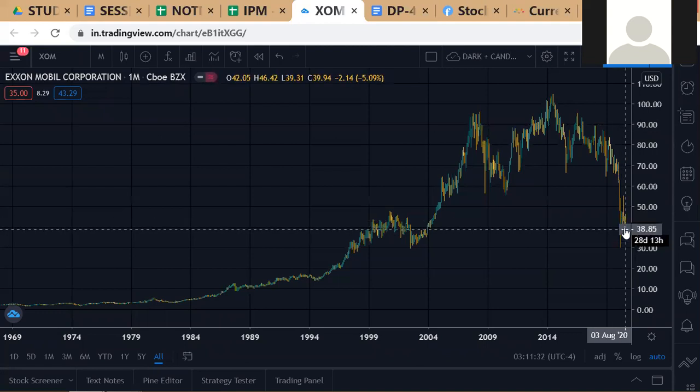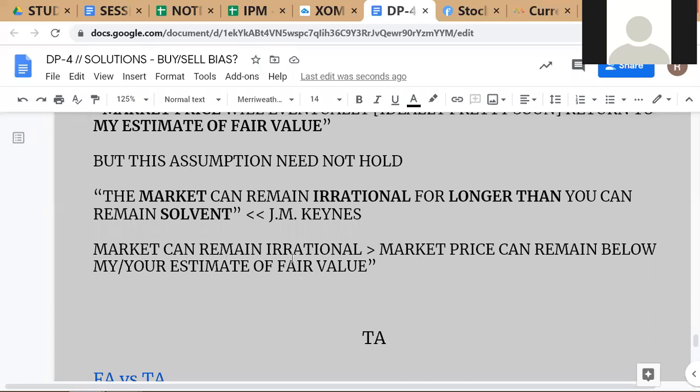Now, why did I buy this? Because I said, well, the market is irrational. What do I mean by the market is irrational? Because the market price is much lower than my estimate of fair value. If the market were rational, the market would be pricing the stock at my estimate of fair value. That is the meaning of rationality and irrationality. So the first thing you should understand: irrational means market price can remain below your estimate of fair value.